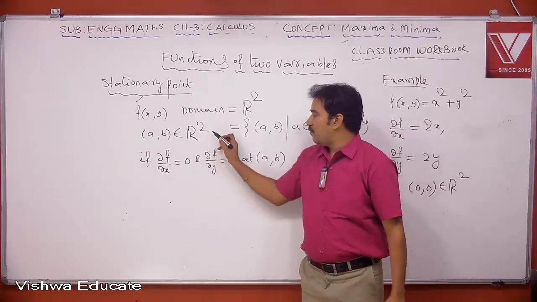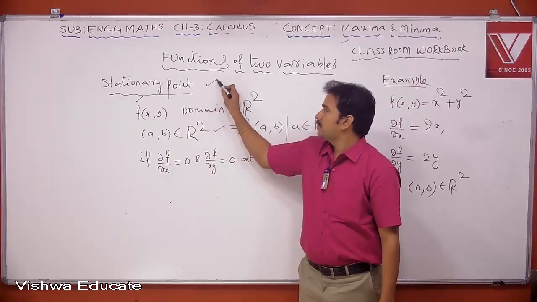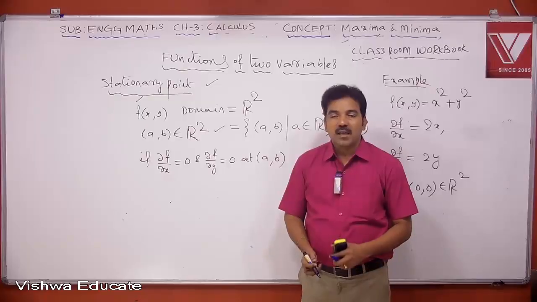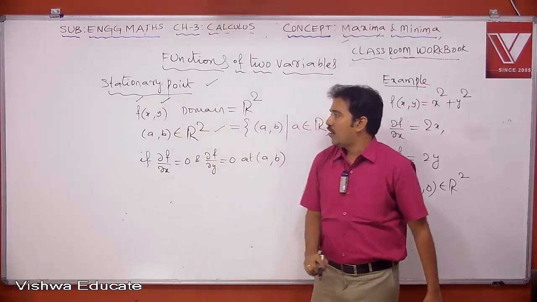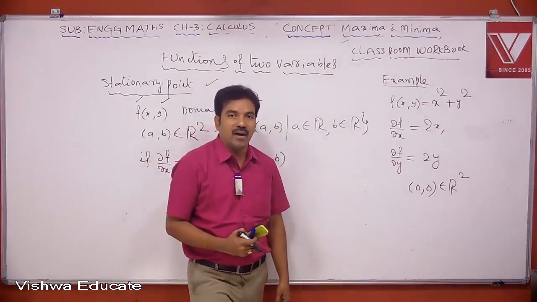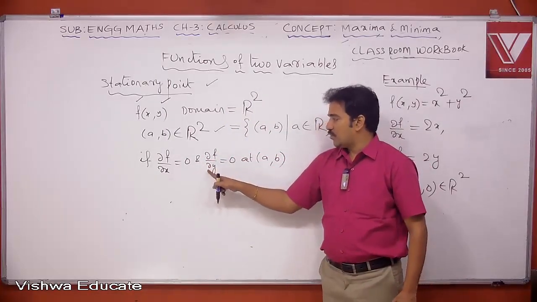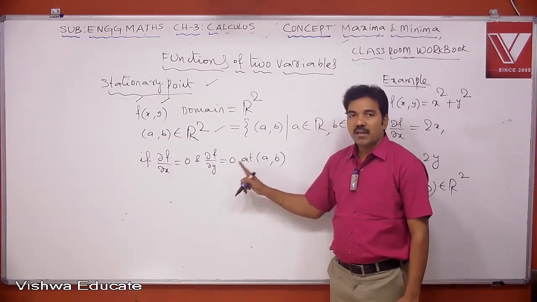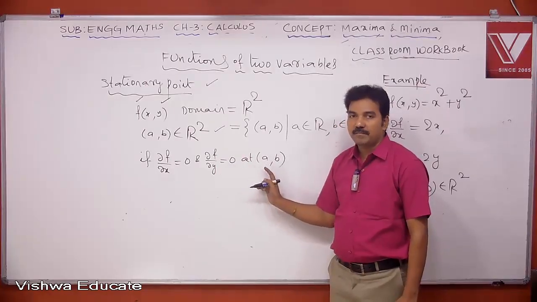Heading: definition of stationary point. A point a comma b belonging to R square is said to be a stationary point of f of x comma y if dou f by dou x equal to 0 and dou f by dou y equal to 0 at a comma b.